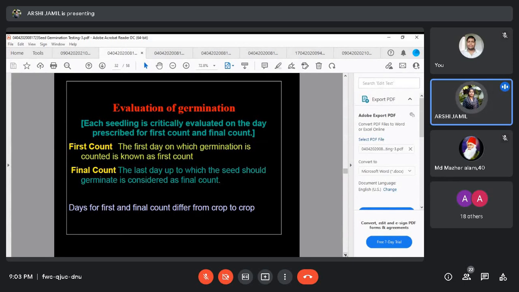First the seed coat will rupture. Then the embryo will start differentiating into the radicle and the plumule. So it will take some time. To evaluate that, we have the first count and the final count. What is the first count? The first day on which germination is counted is known as the first count. And the final count is the last day up to which the seeds are allowed to germinate and are counted.